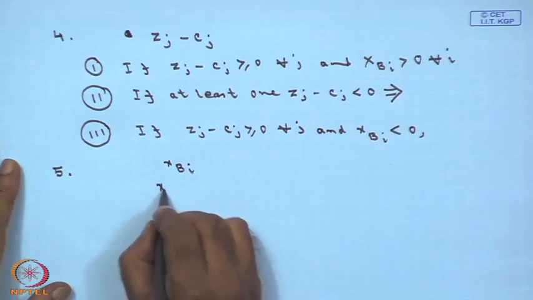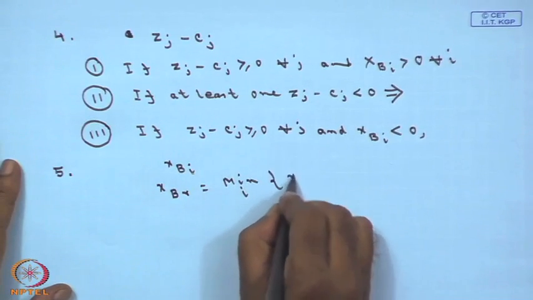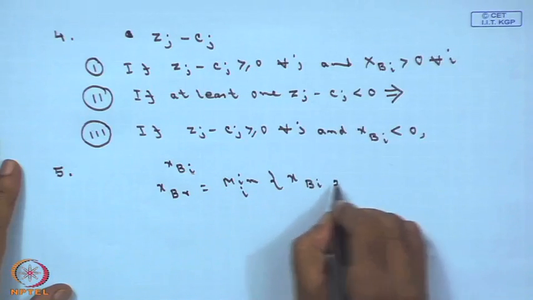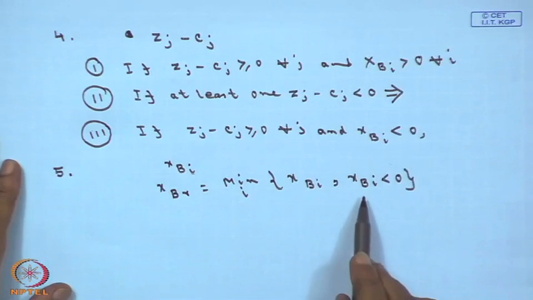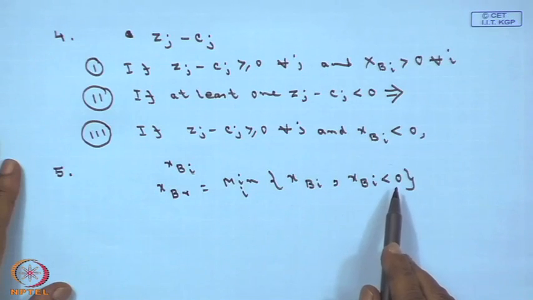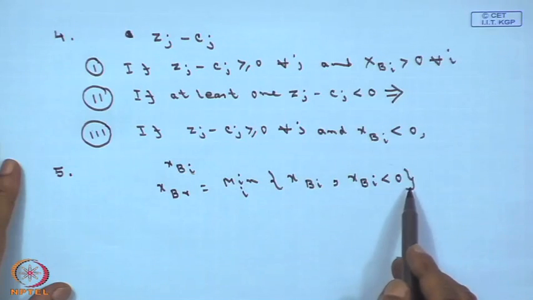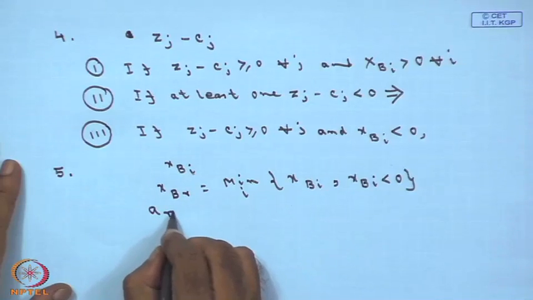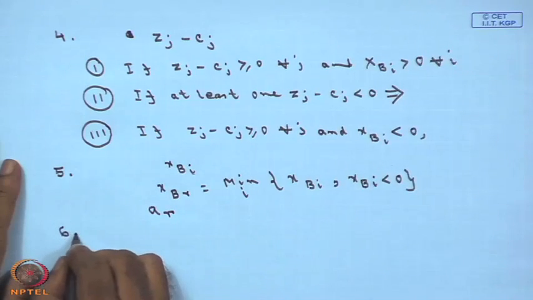The departing vector will be the vector for which the most negative xbi occurs, or in other words, xbr equals the minimum over i of xbi, where xbi must be less than 0. So, we will consider only the values of xb where the value is negative. If the value is 0 or positive, we will not consider those cases. Therefore, if xbr equals the minimum of xbi where xbi is less than 0, then we say that ar is the departing vector. We will see this whenever we go through the examples.